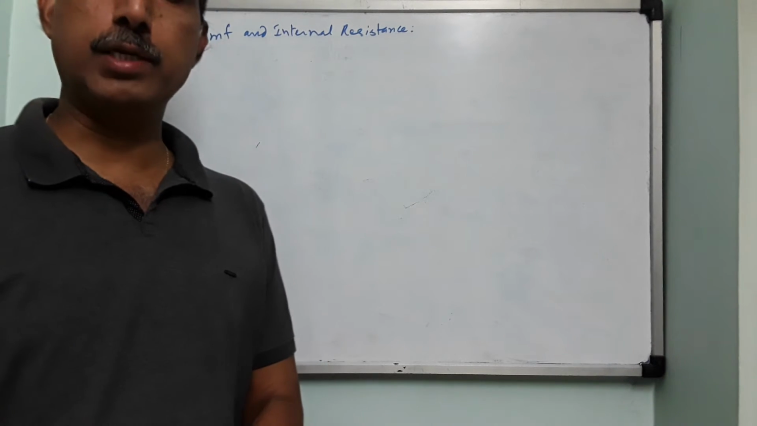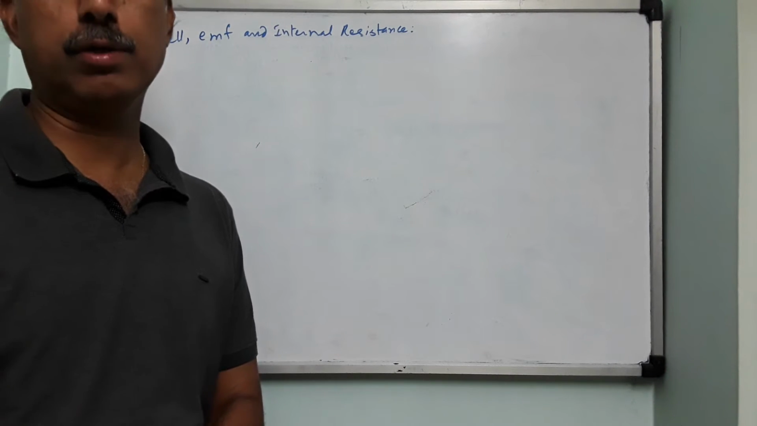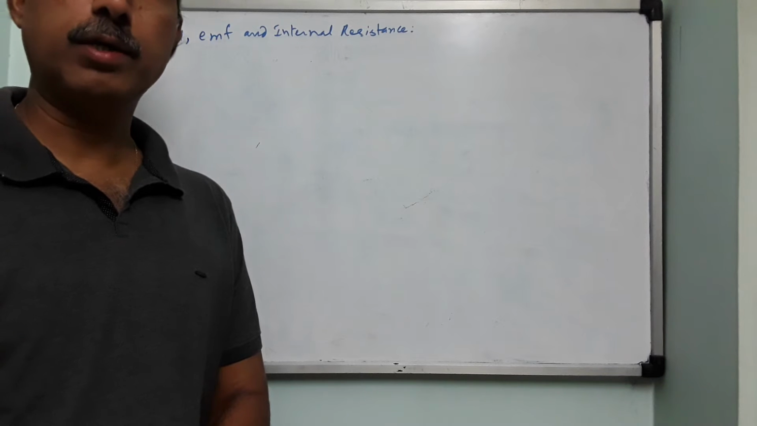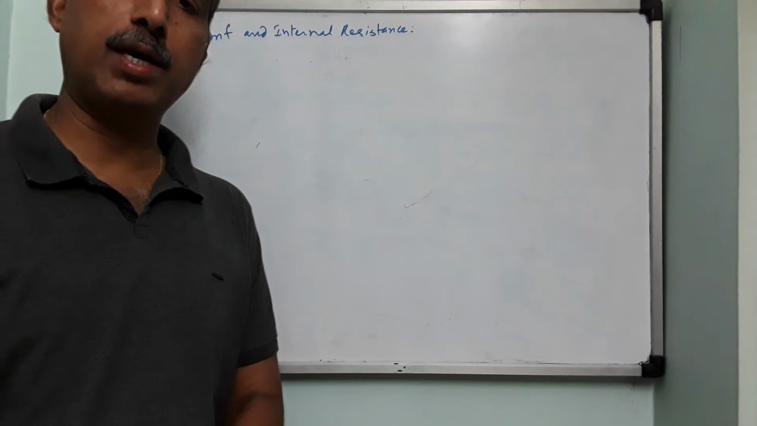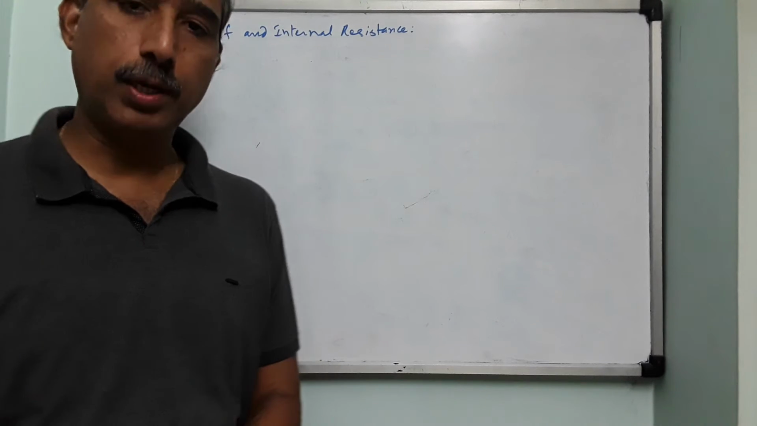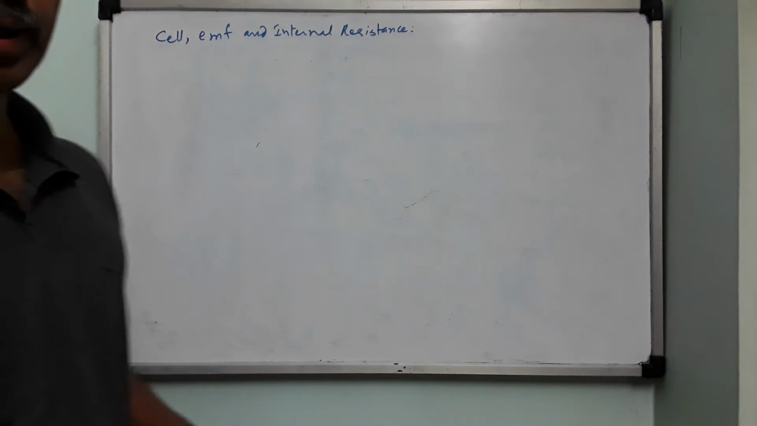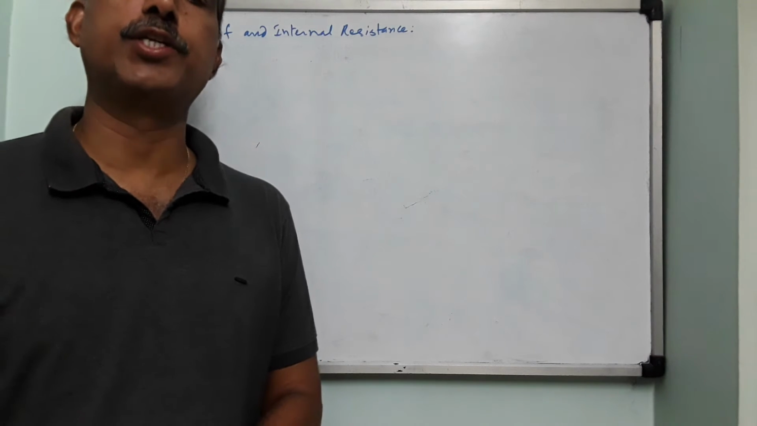So if you have two cells of 1.5 volt, 1.5 volt, they will make a battery of 3 volt. If you have got three cells of 1.5, 1.5, 1.5, they will make a battery of 4.5 volt. Okay. So those things we are going to discuss now. The cell is nothing but a device that generates energy.